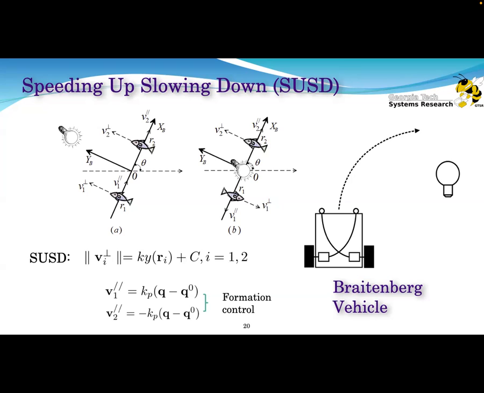Now if there's a light source here, then the sensors will detect certain light intensity. The right sensor's light intensity is going to be higher than the left sensor's light intensity, correct? Then the left wheel's speed is going to be higher than the right wheel's speed. Then what's going to happen? The vehicle will start moving and will turn to the right.